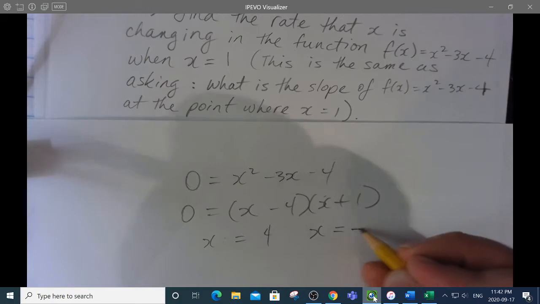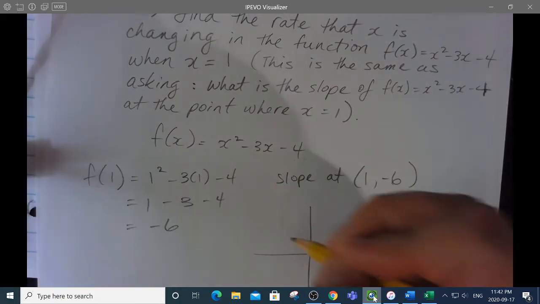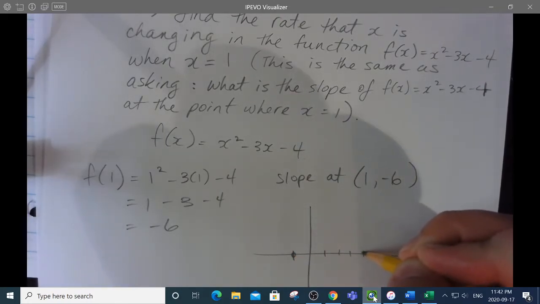X equals negative 1 is my other zero. So there are my zeros. Let's put those down. At negative 1 I got a 0, and at 4 I got a 0.